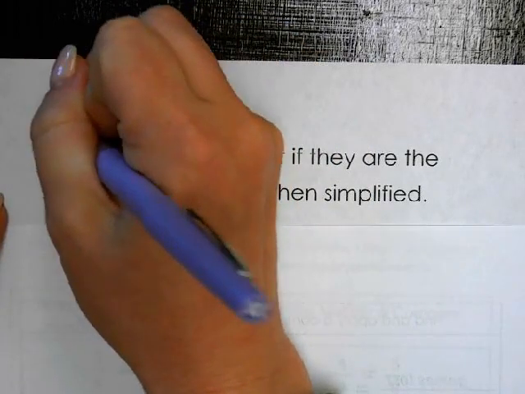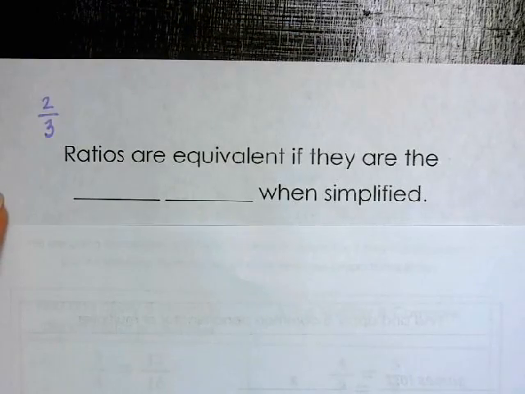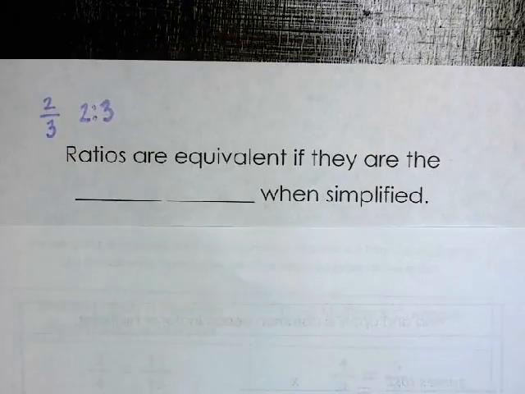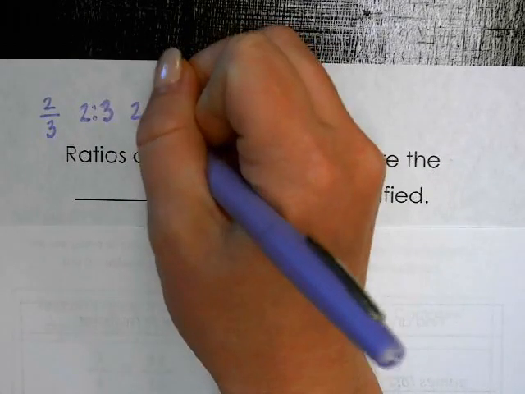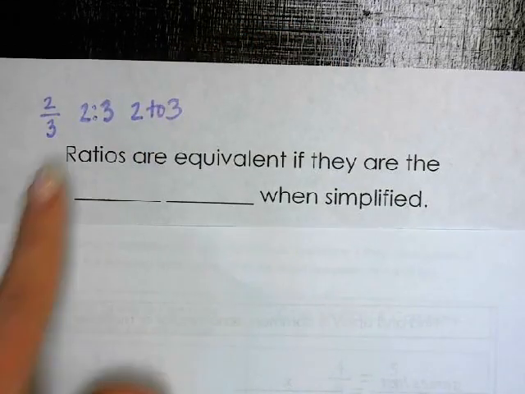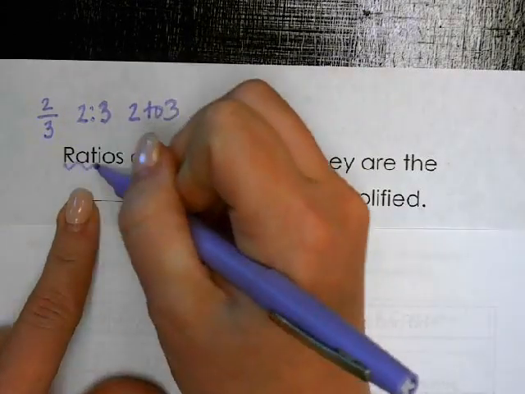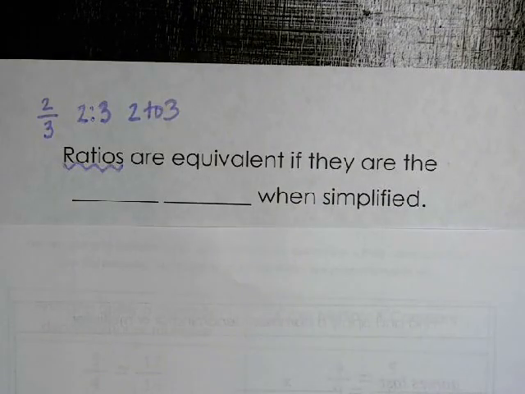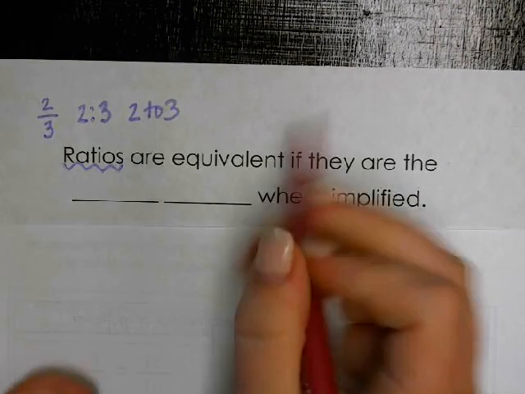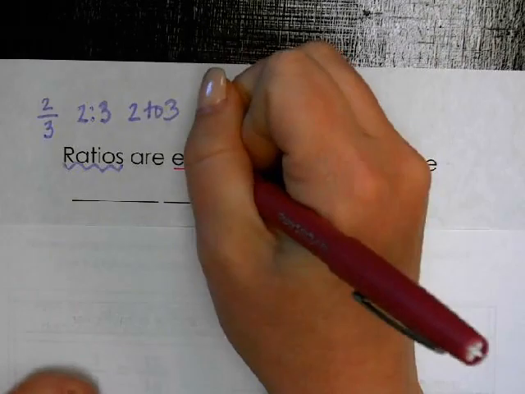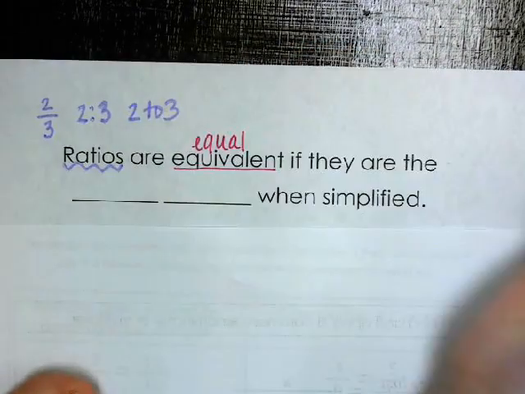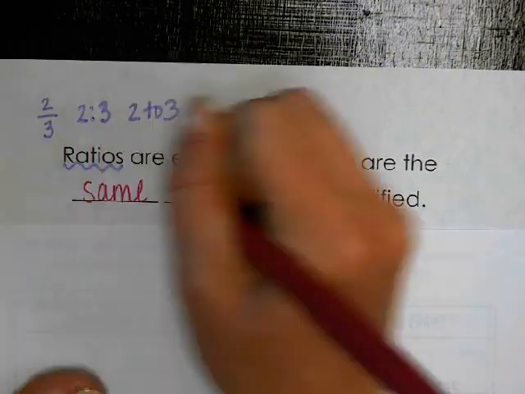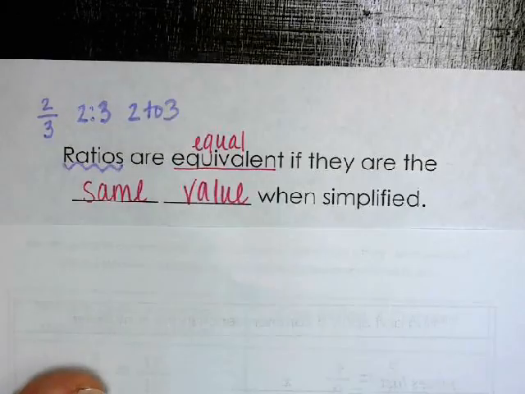So for example, I may compare 2/3 of something, or a format you may see it as 2:3, or the words 2 to 3. So all of these are formats of what is a ratio. But if we're comparing two ratios and we're not sure if they're equivalent, we will know that they are equivalent or have equal value if they are the same value when simplified.